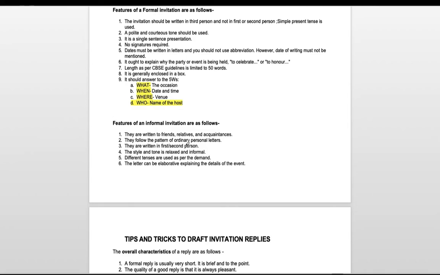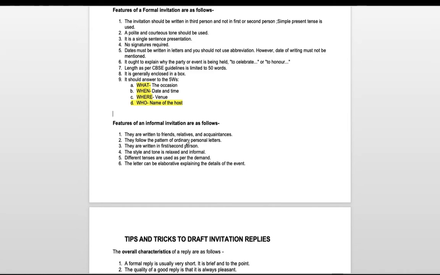Informal invitations are written to friends, relatives, and acquaintances. They follow the pattern of ordinary personal letters. As I said, they are strikingly similar to an informal letter. They are written in first or second person. That is in stark contrast, they are totally different from formal invitations.